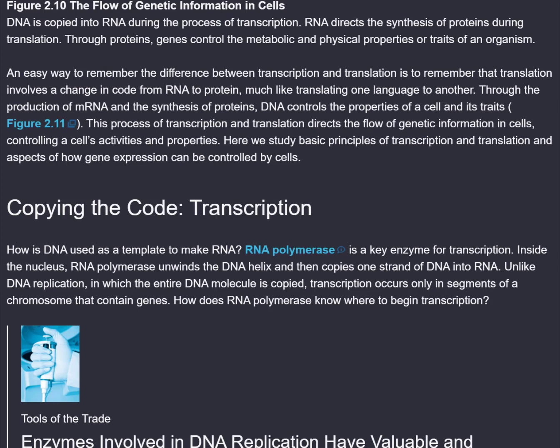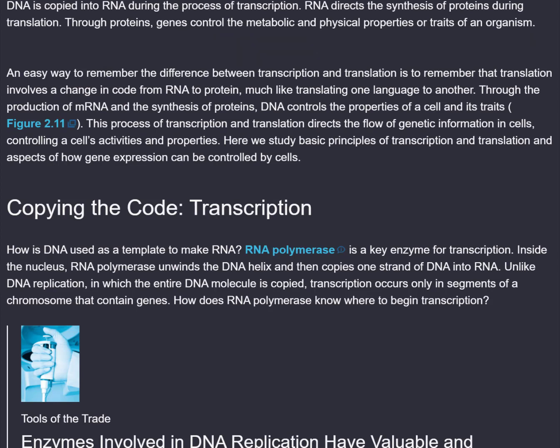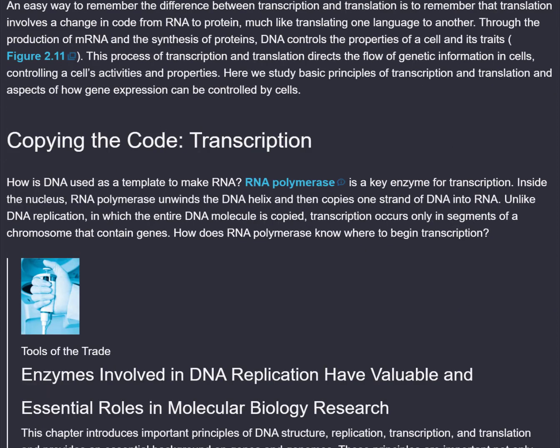Figure 2.10: The flow of genetic information in cells. DNA is copied into RNA during the process of transcription. RNA directs the synthesis of proteins during translation. Through proteins, genes control the metabolic and physical properties, or traits, of an organism. An easy way to remember the difference between transcription and translation is to remember that translation involves a change in code from RNA to protein, much like translating one language to another.